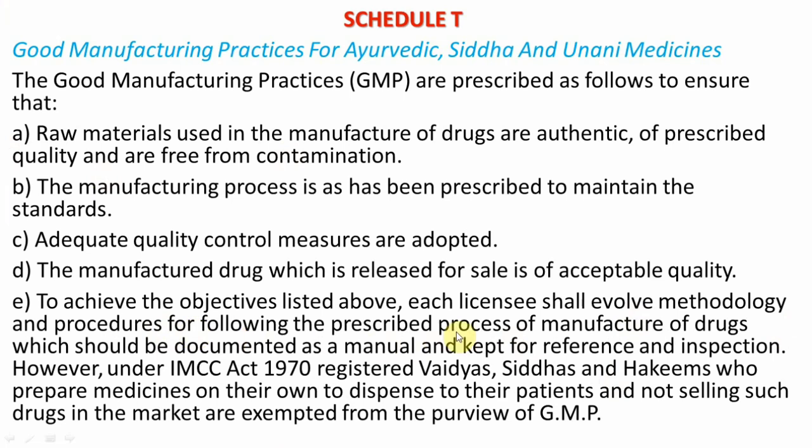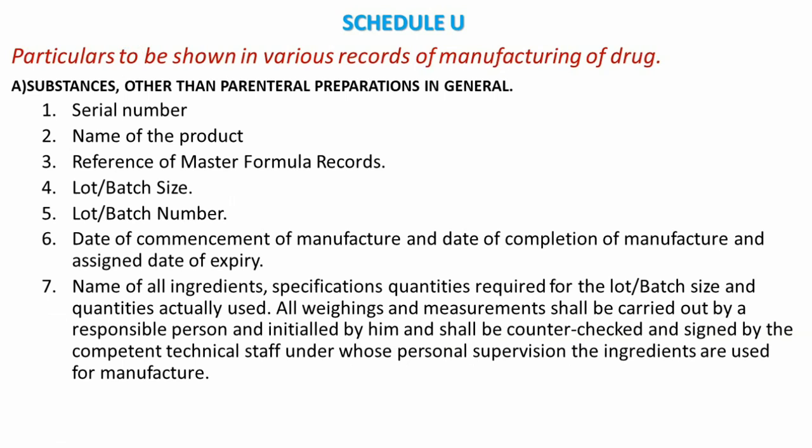Next, Schedule U. Schedule U is the particulars to be shown in various records of manufacturing of drug substances other than parenteral preparations. It includes the serial number, name of the products, reference of MFR, that is master formula record, lot or batch size, lot or batch number, date of commencement of manufacture and date of completion of manufacture, and assigned date of expiry. Then name of all ingredients, specifications, quantities required for the lot or batch size and quantities actually used.